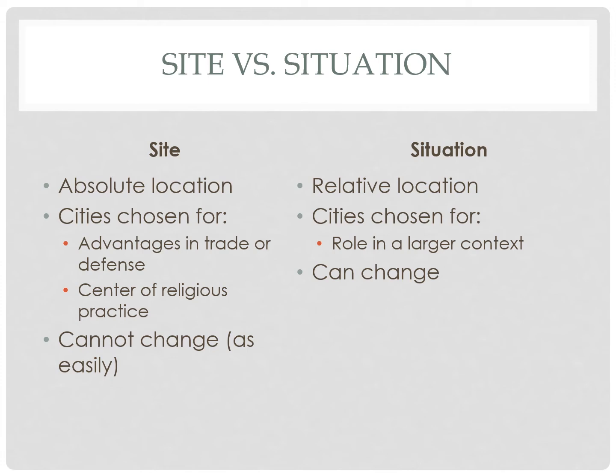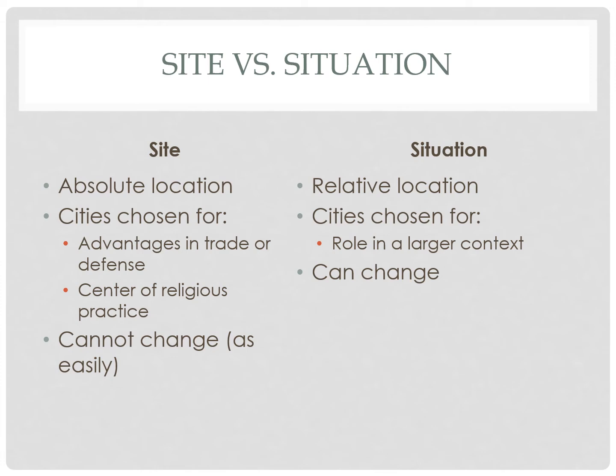And so we'll give another example of where it is a little bit more easy, and that is with situation. Situation is its relative location. And so cities oftentimes are chosen based on situation in a larger context, their relationship in a larger context. And that situation can change. So for example, let's give a specific example to explain how this goes.